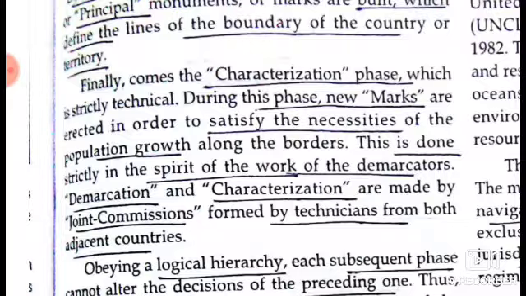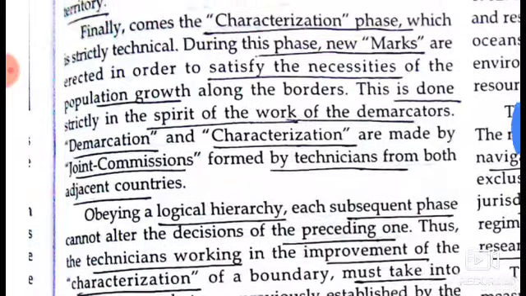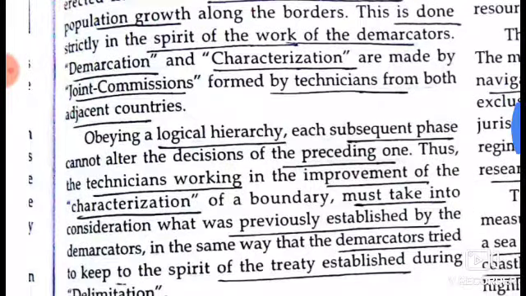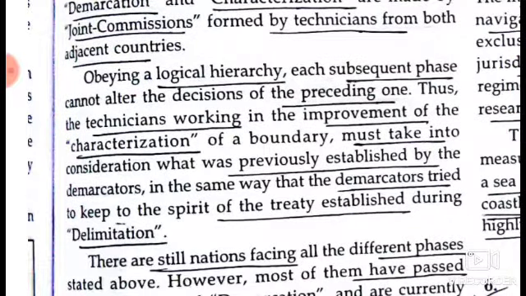Finally, comes the characterization phase, which is strictly technical. During this phase, new marks are erected in order to satisfy the necessities of the population growth along the borders. This is done strictly in the spirit of the work of the demarcations. Demarcation and characterization are made by joint commissions formed by technicians from both the adjacent countries. Owing to a logical hierarchy, each subsequent phase cannot alter the decision of the preceding ones.